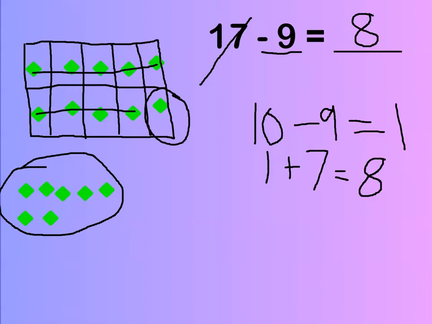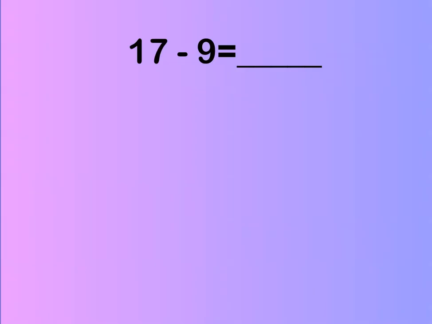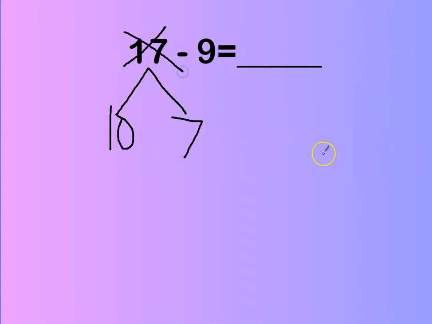But if you don't want to use a 10 frame drawing, you can use a number bond instead. What we do when we have a number bond is similar to our 10 frame drawing. I want to break down that whole number to get 10. So I have to think. 17 is the same as 10 and how many ones? 7. 10 and 7. Bye-bye 17.